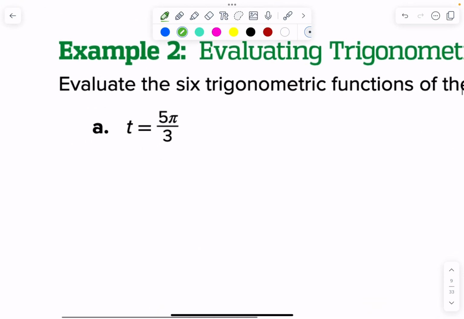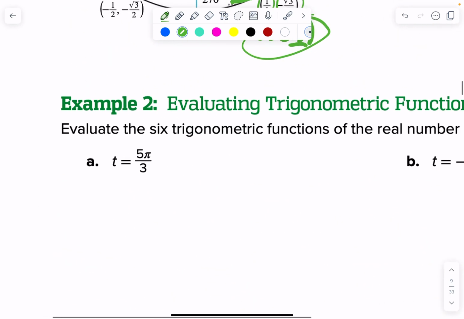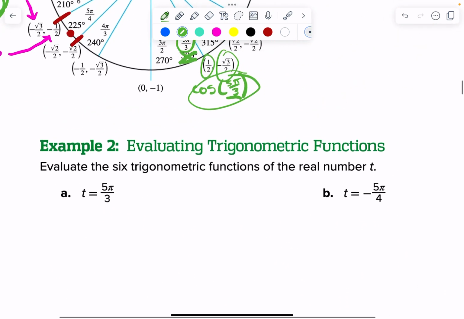So let's do that right now, A and B, and then maybe we'll stop. That might be all that I give to you today. So the 6 trig functions for the real number t.